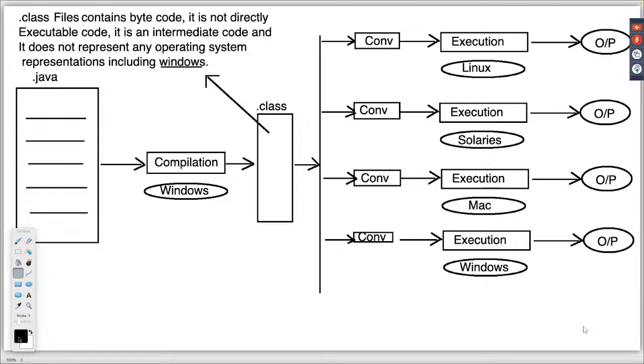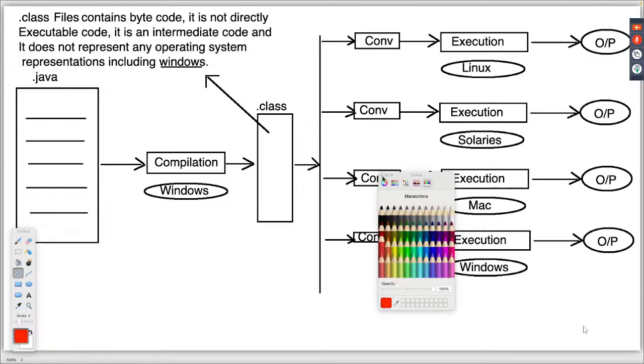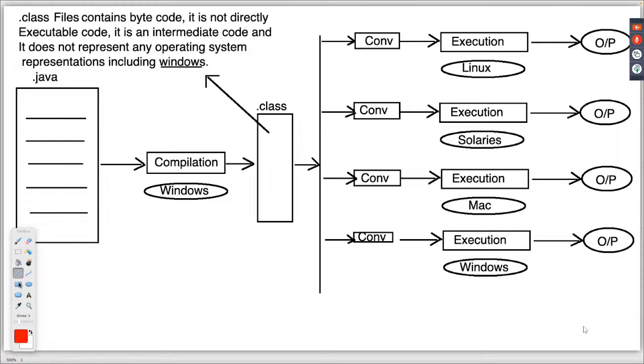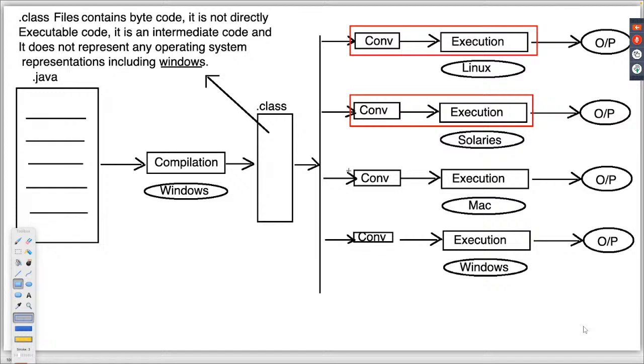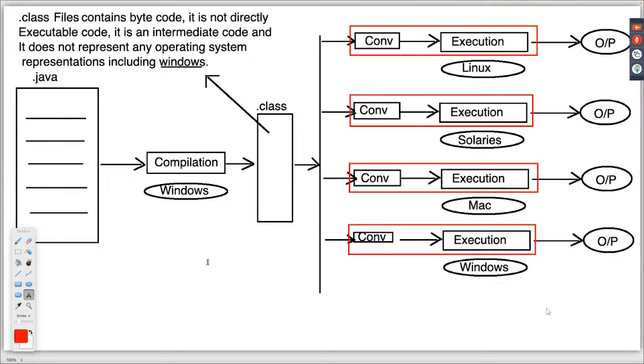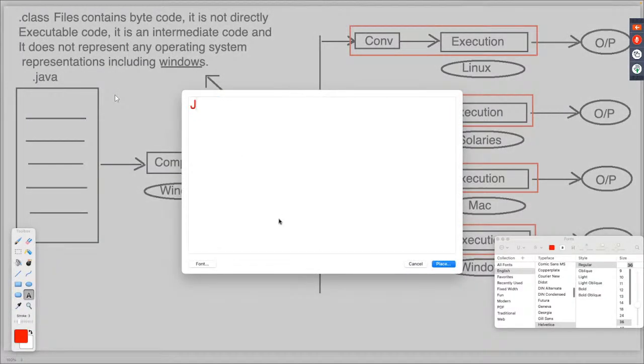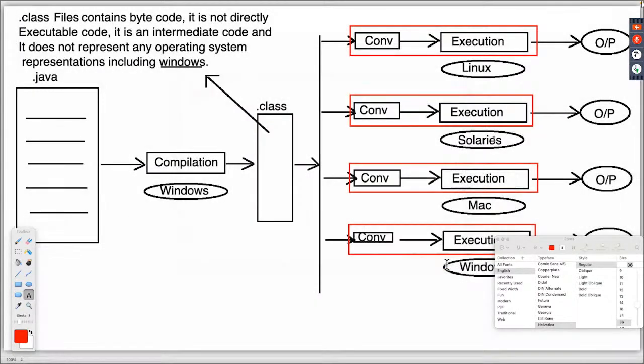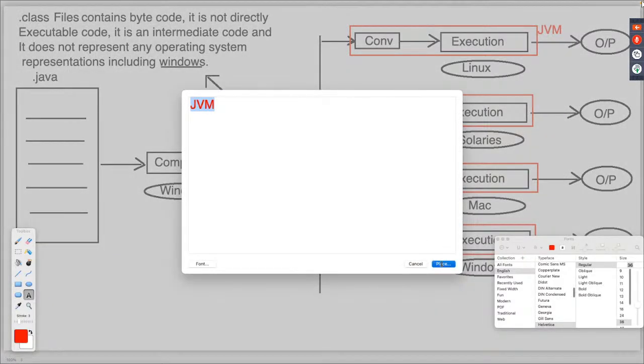Alright, sir. Now observe carefully how Sun Microsystems has provided these converters. Sun Microsystems has provided all these converters along with the execution only. Sun Microsystems has provided this conversion process along with the execution only. This conversion and execution was provided in a single device. Sun Microsystems has provided this conversion and execution in a single component. The name of that particular component is JVM. The name of that particular component is what? JVM.